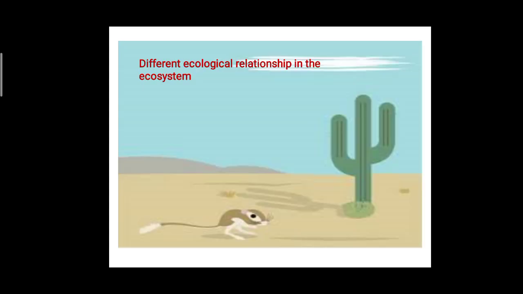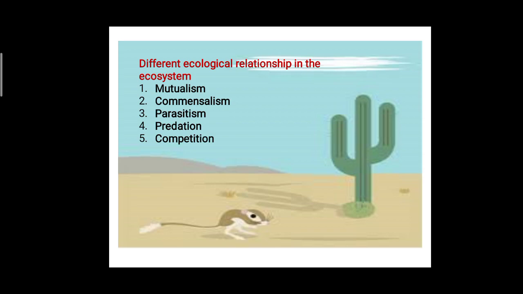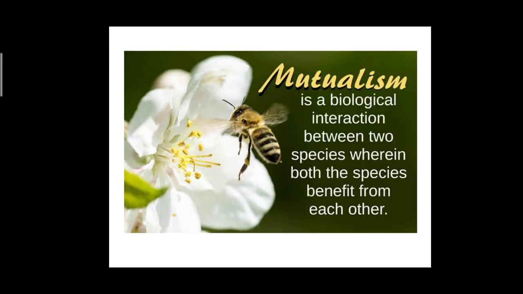So, we have different ecological relationship in the ecosystem. First is mutualism, commensalism, parasitism, predation, and competition. So, yan yung 5 na yon. So, iisa-isahin natin siya ngayong i-discuss. Okay, first, we have the mutualism.